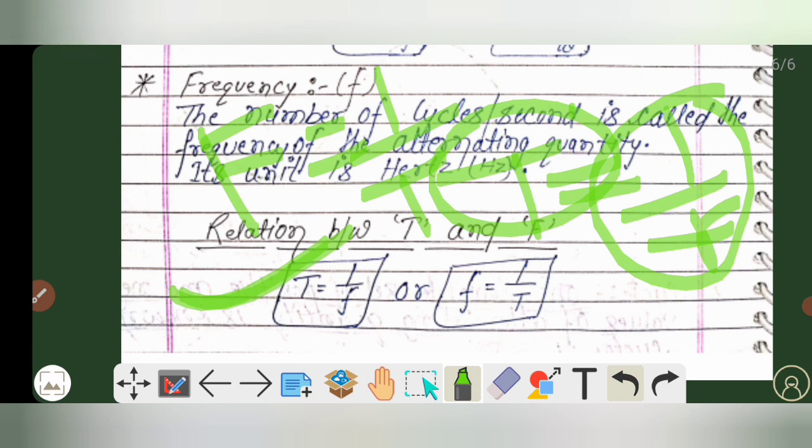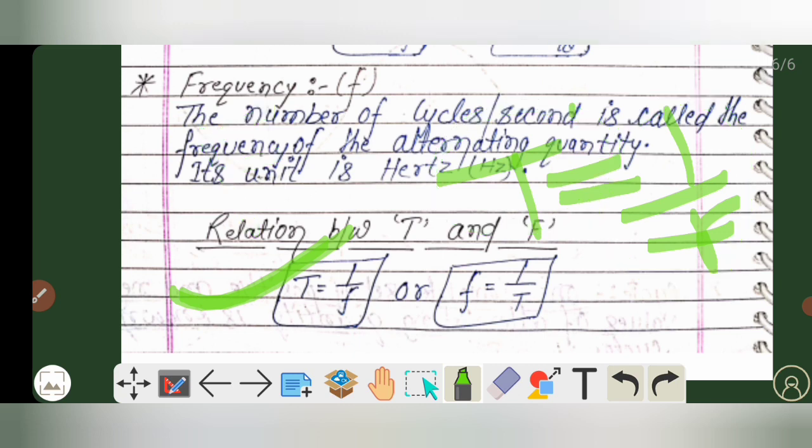Now my dear friends, this was all about the basic definitions of the AC waveform. In the next video we will discuss the RMS and peak value and all the different forms of the sine wave.